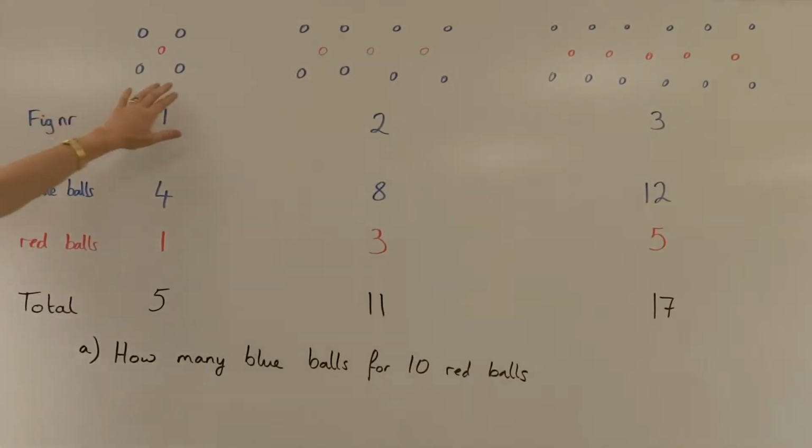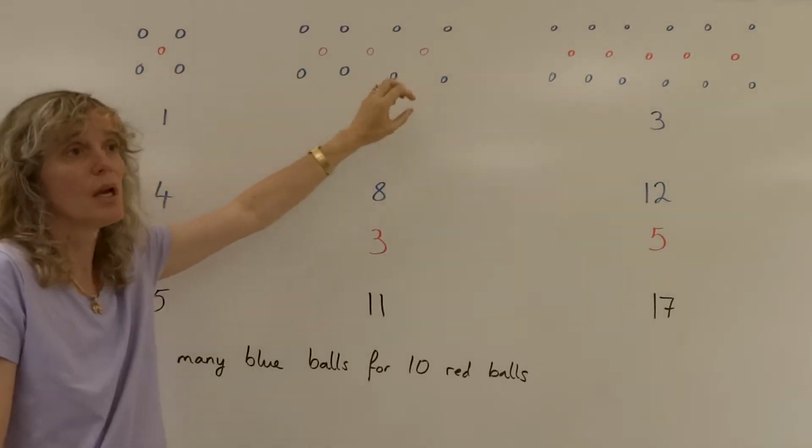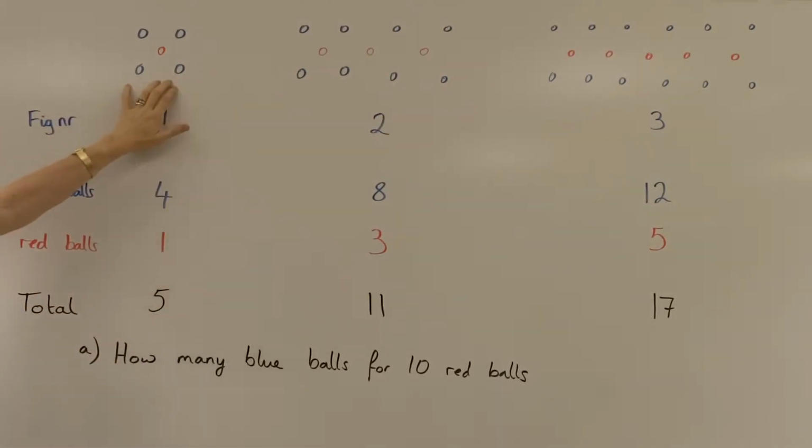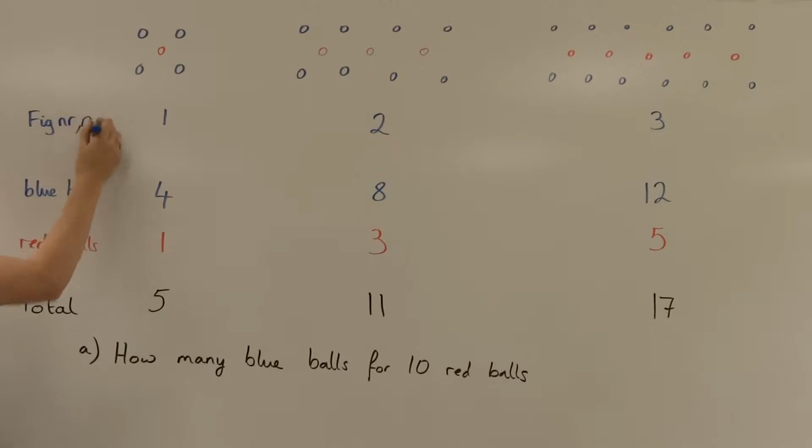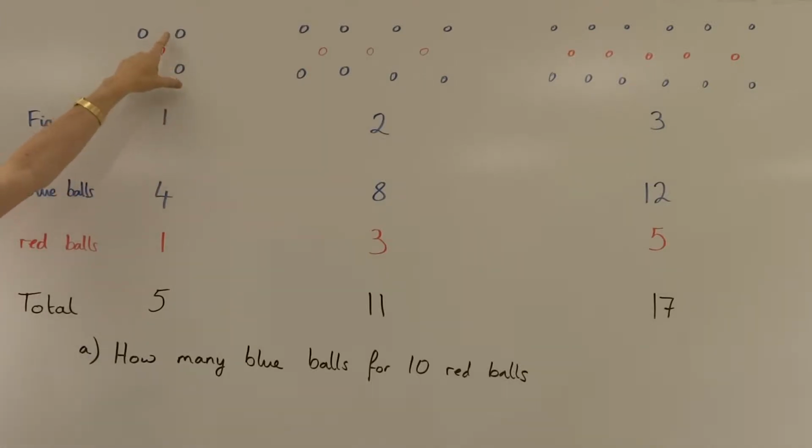We've got some pictures here made from blue marbles and red marbles. And I've sort of set it up to start with. Picture number 1 is called figure number 1. And we call it n, as we usually do. Figure number or picture number is often used as n. In picture number 1 we have 4 blue balls and 1 red ball.